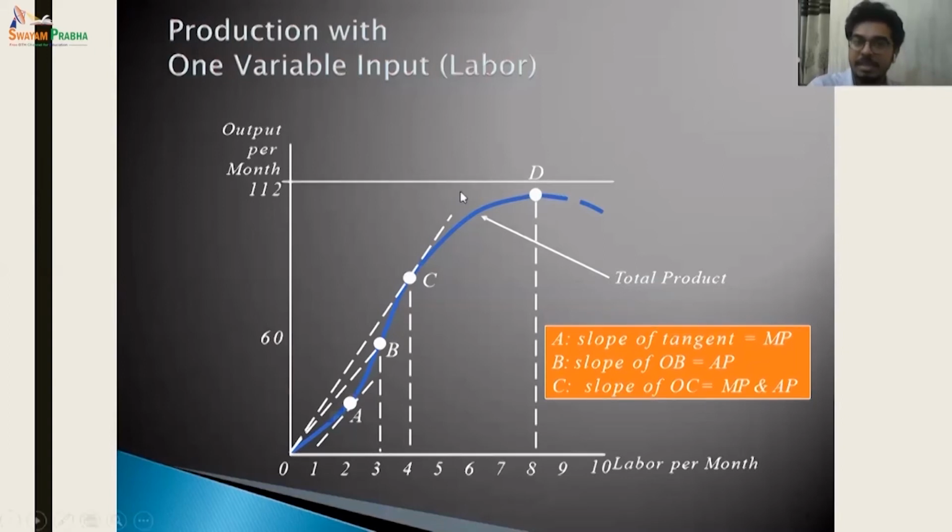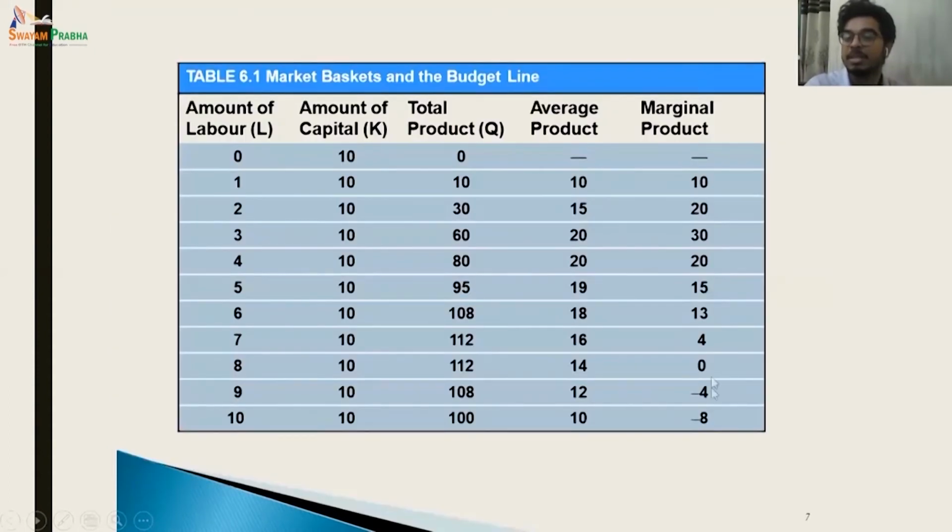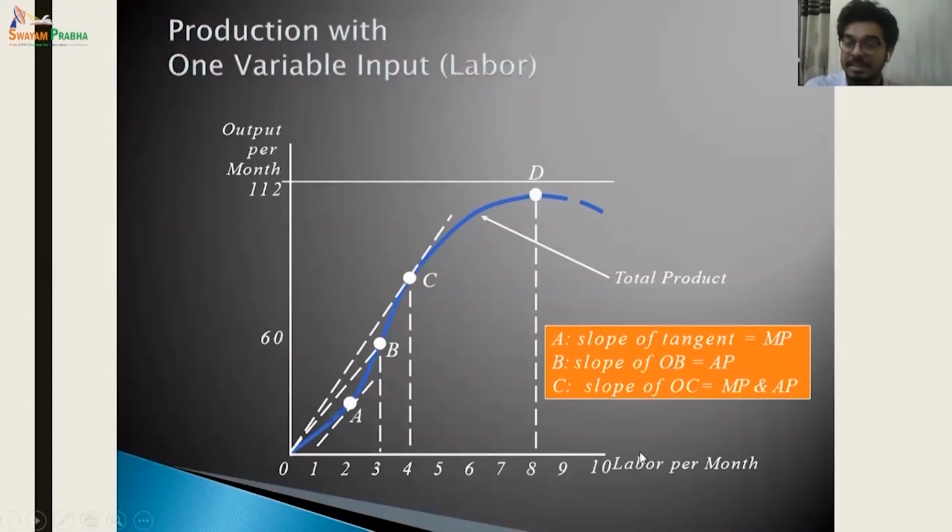And you see, till 112, that is still the 8th one, where it has remained fixed at the 7th and 8th, it has increased, but the rate of increase started decreasing. And after 8, 9, and 10, it has fallen because you can see marginal product has also declined and went to negative, -4 and -8. And so with the 9th and 10th labor, instead of increasing my output, the output has actually fallen down, right?